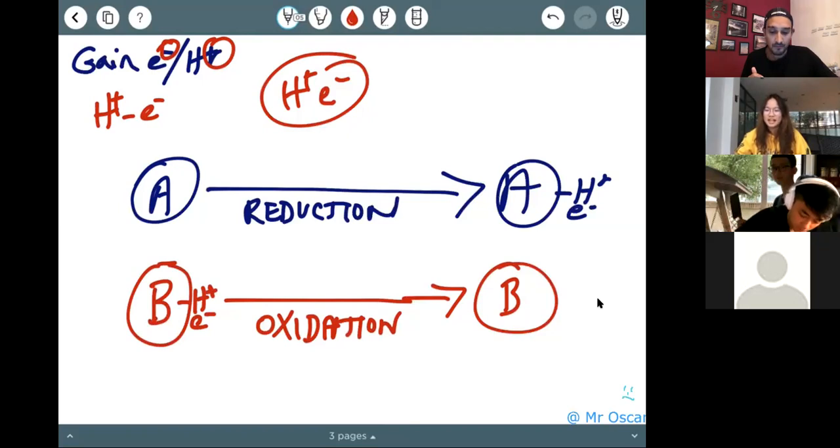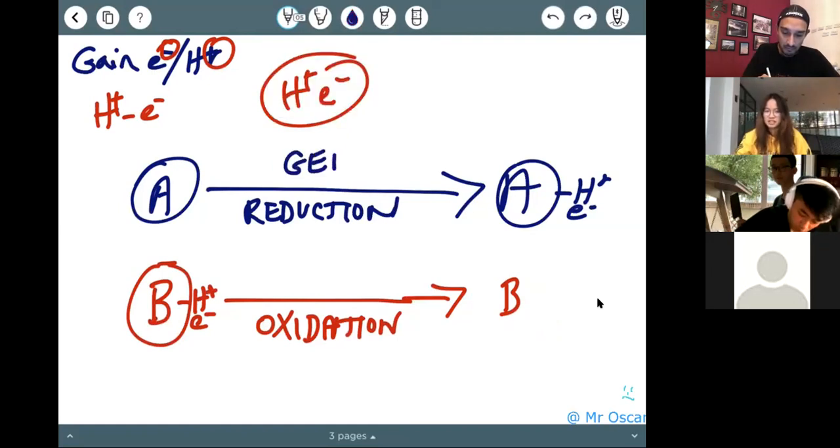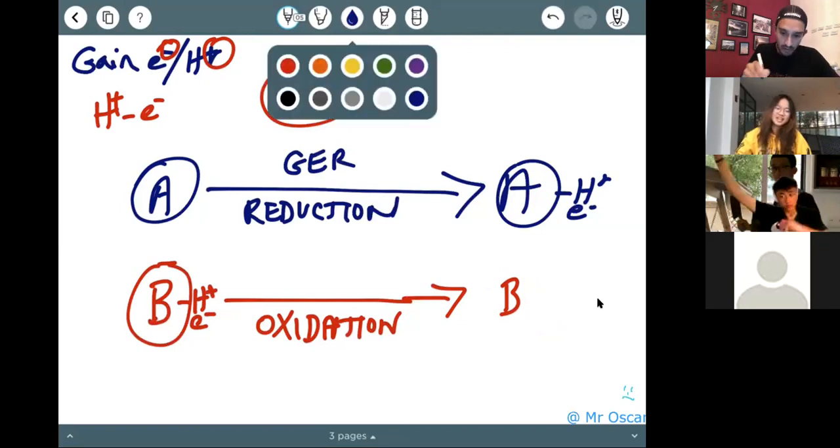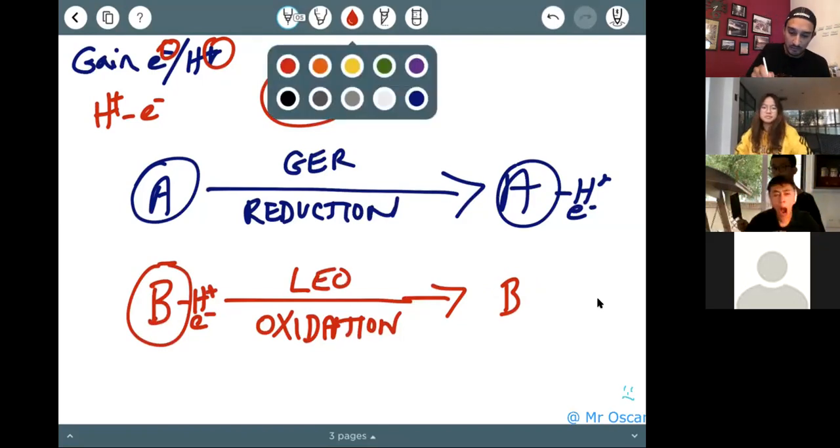Wait, so the blue one is gaining the electron. Correct. Oh, okay, got it. And then if you're losing hydrogen, you're also losing an electron, and that's all you have to know. Does that work? Yeah.